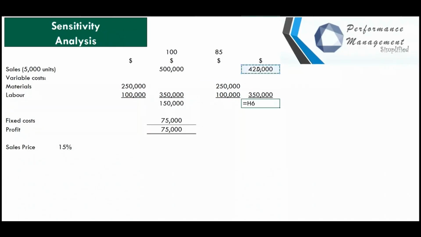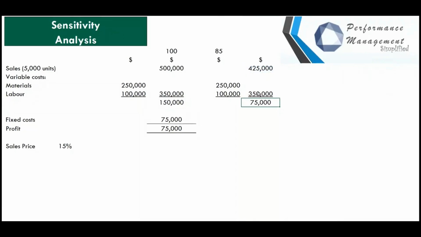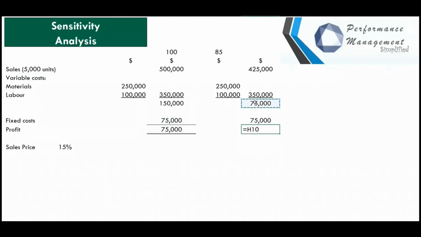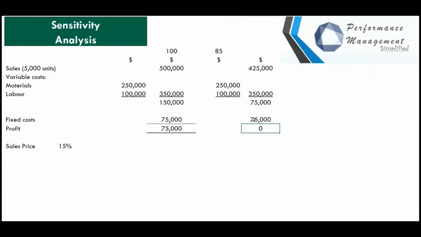However, my contribution would have dropped because the sales value has dropped. So the contribution would have dropped from 150,000 to 75,000. If the projection of fixed cost remains exactly the same, then my profit would be 75 less 75. That simply shows that if the sales price drops by 15%, the profit runs to zero. Any drop in sales price beyond 15% will take the profit to a loss situation.